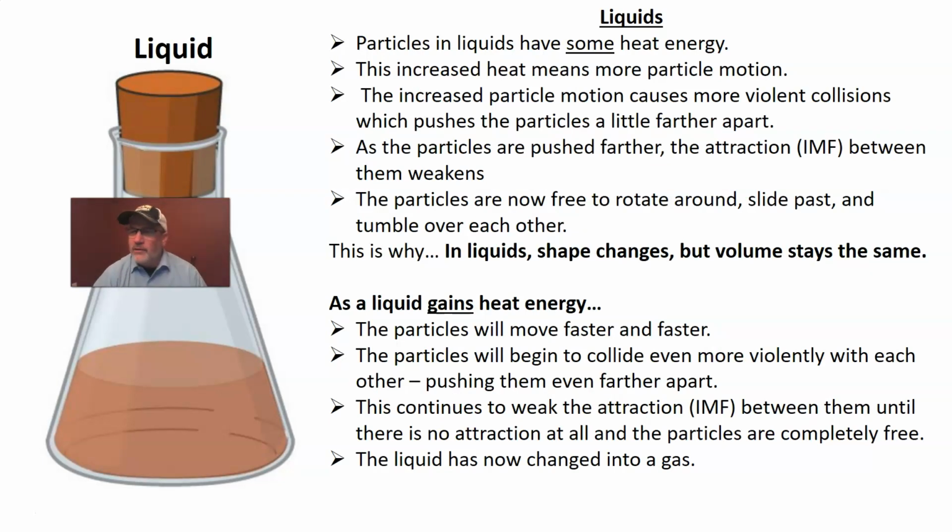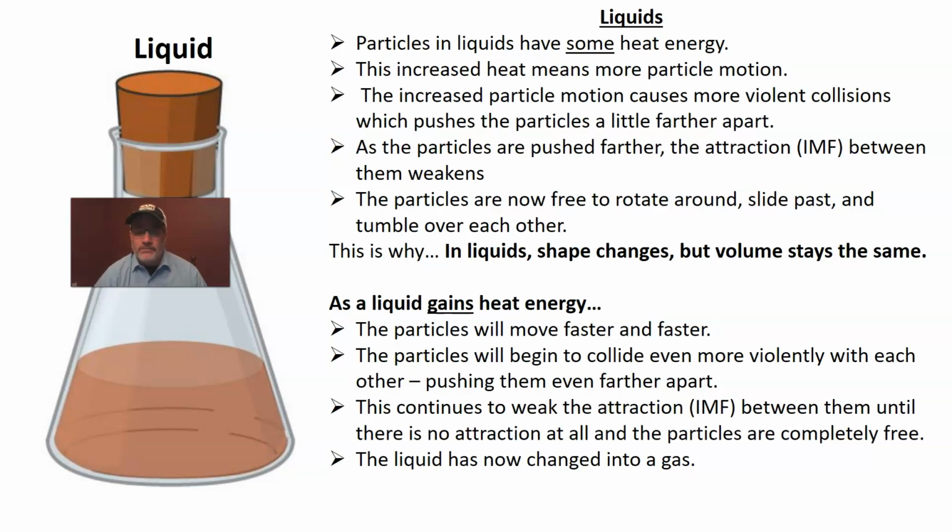Okay? So now let's think about what's going on with those particles in a liquid. The particles in liquids have some heat energy. We already know that they have more because to get it to change to a liquid from a solid, we had to add some heat. This increased heat means more particle motion, and that more particle motion means more violent collisions, which is of course going to push the particles a little farther apart. As those particles are pushed apart, that's going to weaken that intermolecular force. The attraction itself between the particles is weakened, and that frees the particles. They can rotate around and slide past and tumble over each other. And that's why we do have that shape changing. But remember, they still stay clumped together. That volume stays the same. They stay clumped together because some attraction still exists.